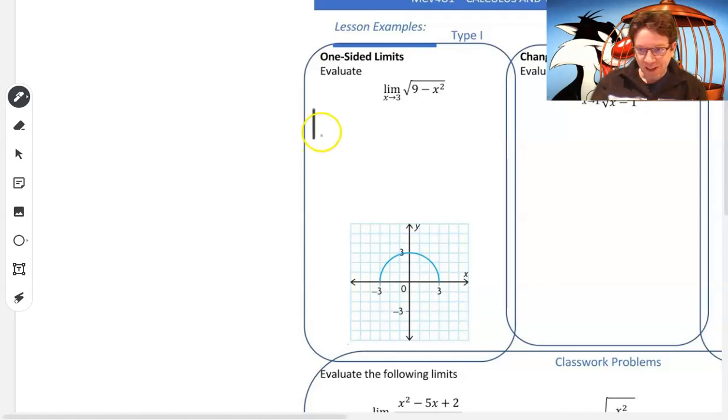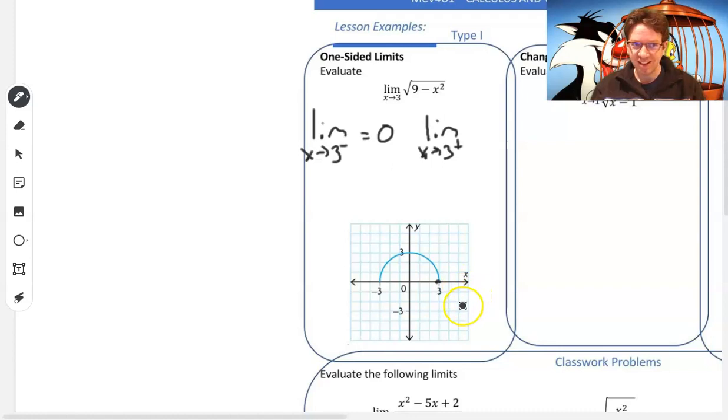Well, if we look at the limit as x approaches 3 from the left, so coming from the left, you can see it approaches 0. But what about the limit as x approaches 3 from the right? You can't come from the right. The function doesn't exist anywhere beyond that point. You can probably see that in the square root too.